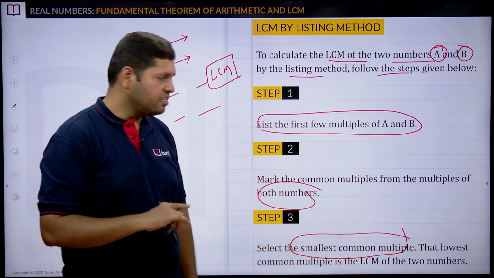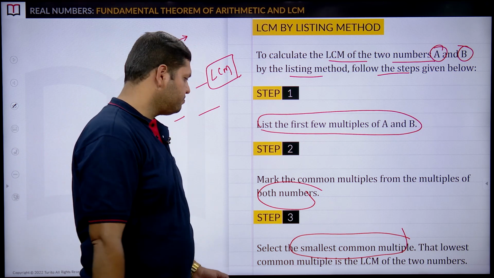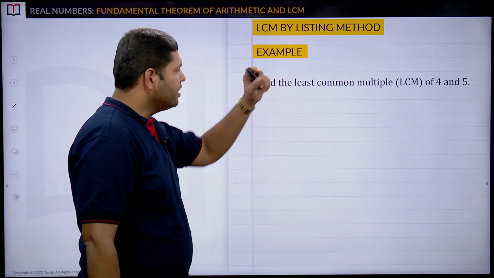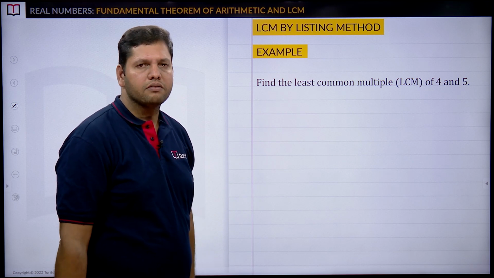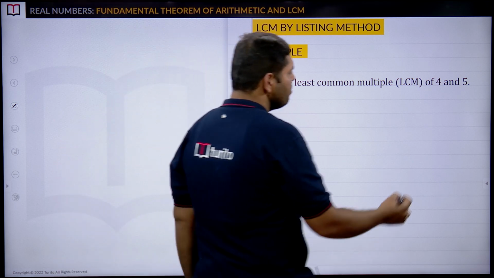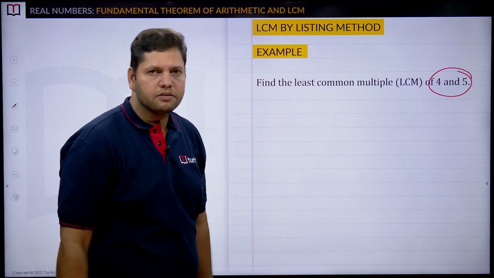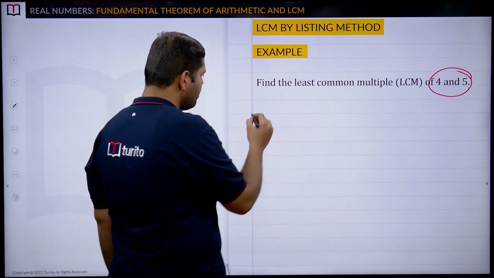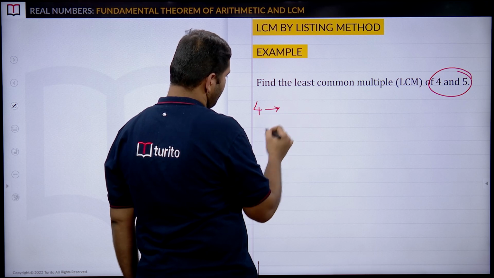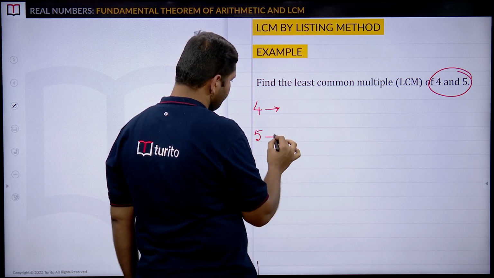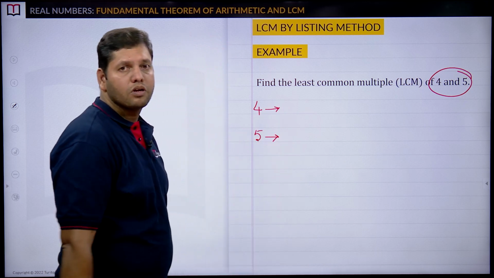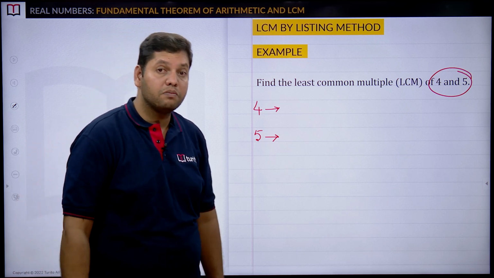Children, let us see one example so that you can understand better. I am taking one example, children: 4 and 5. I want to find the LCM of 4 and 5 by listing the multiples. Now children, can you tell me what are the multiples of 4? And what are the multiples of 5? Tell me the multiples of 4. What are the multiples of 4?